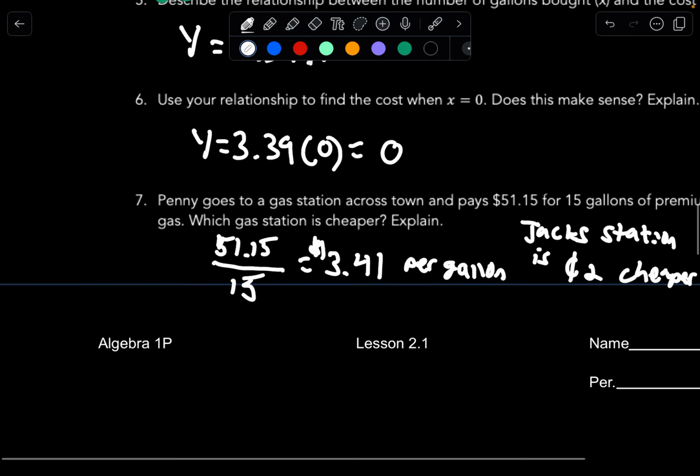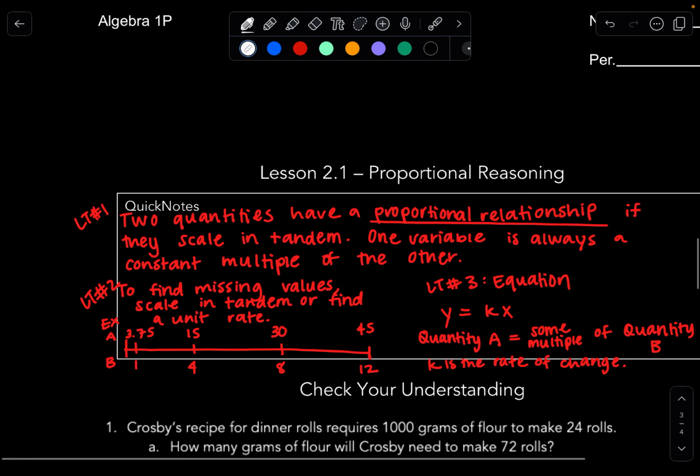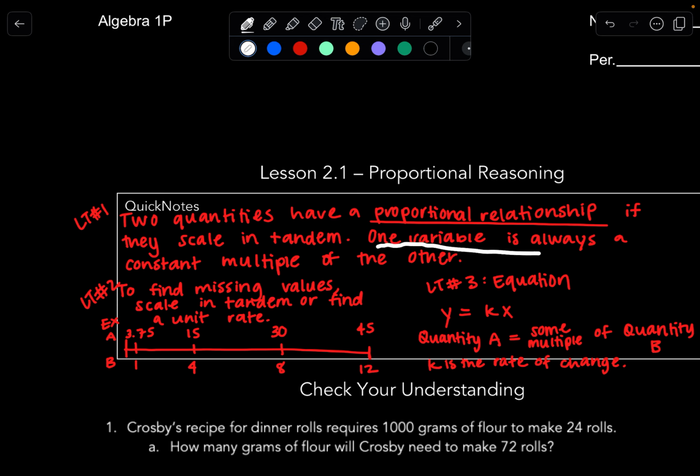Okay? Pretty straightforward. Here are the quick notes. We got basically 3 learning targets. The first learning target: we learned that 2 quantities have a proportional relationship if they scale in tandem. One variable is always a constant multiple of the other. That's what it means to scale in tandem. That's kind of a key concept.